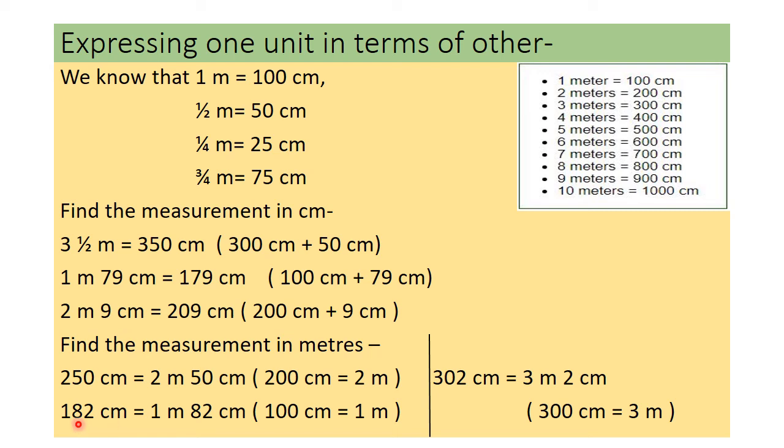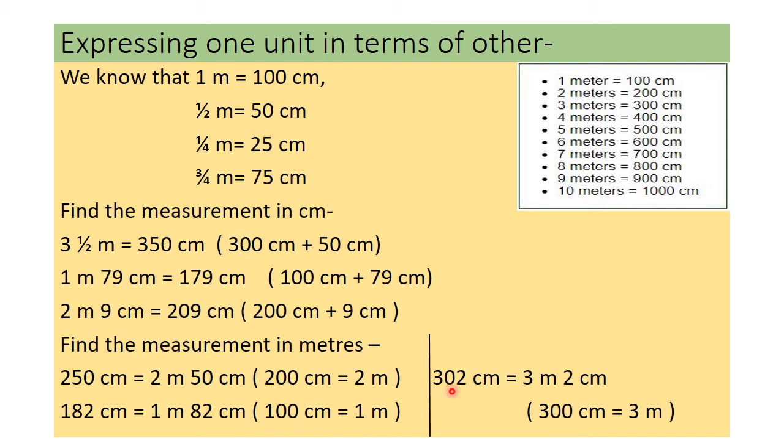We already know that 182 can be further divided as 100 and 82, 100 plus 82. So what is 100 centimeters? It is equivalent to 1 meter, and then we have 82 centimeters. So we can express 182 centimeters as 1 meter and 82 centimeters.